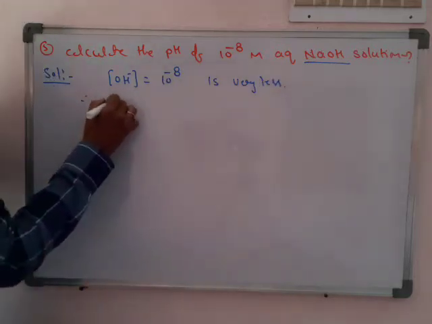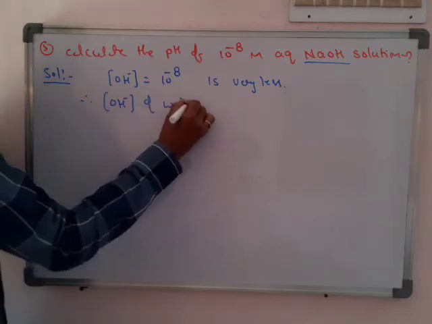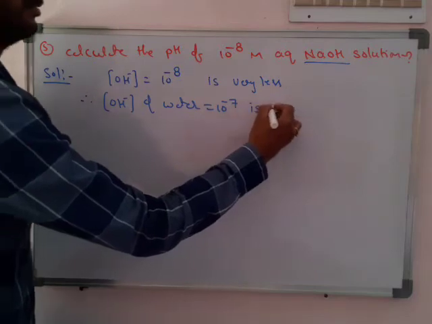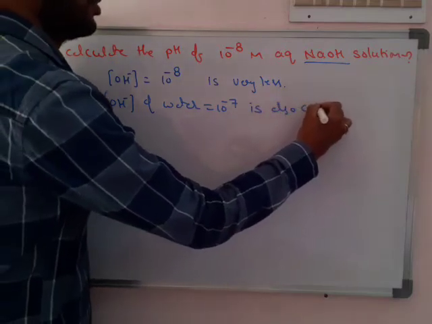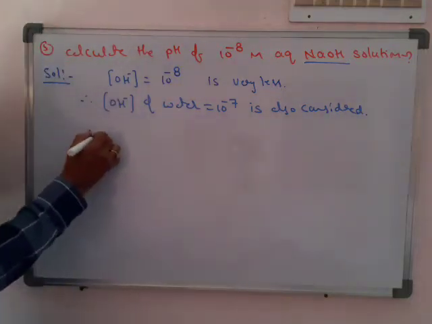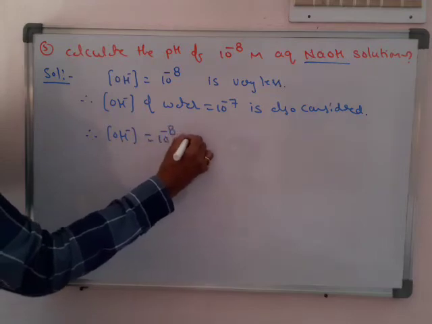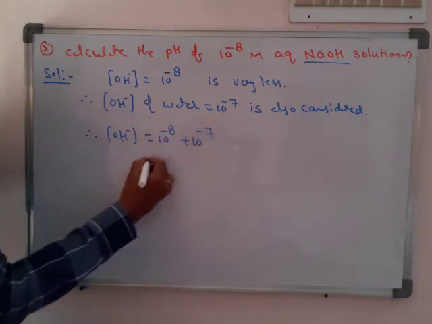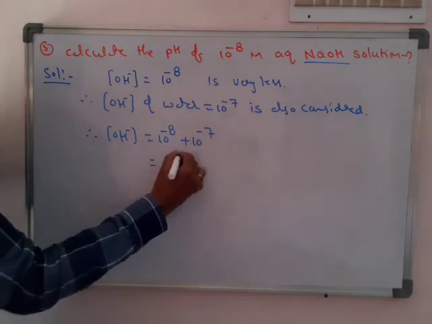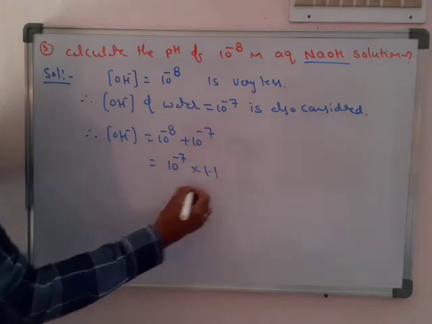So therefore the OH minus concentration of water, equal 10 power minus 7, is also considered. It cannot be neglected. So therefore OH minus equal again 10 power minus 8 plus 10 power minus 7. We already did this calculation. So taking 10 power minus 7 common, we will get 1.1.